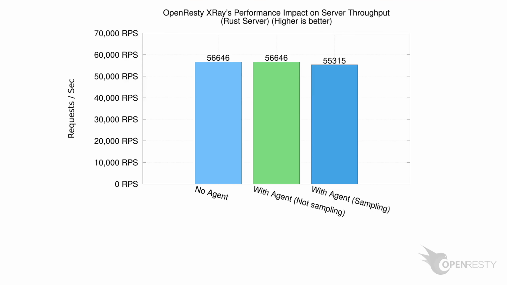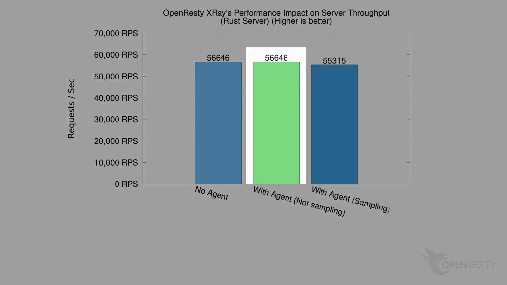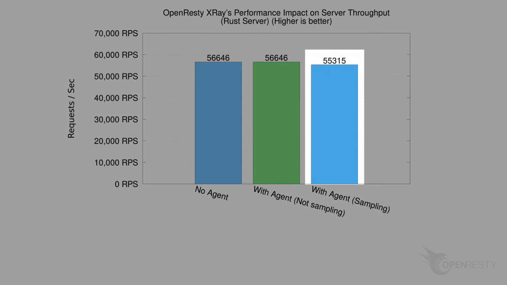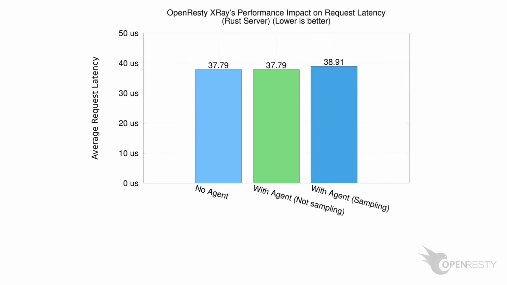We measured the maximum server throughput in different cases. Here's what we found. Without installing the OpenResty X-Ray agent, the maximum throughput is about 56,600 requests per second. When the agent is installed but not running the analyzers, the request rate remains the same. When the analyzers are sampling, the request rate is around 55,300 RPS, merely 2.2% lower than when not doing analysis. It can be seen that running the analyzers for performance analysis has minimal impact on the maximum throughput of the target process.